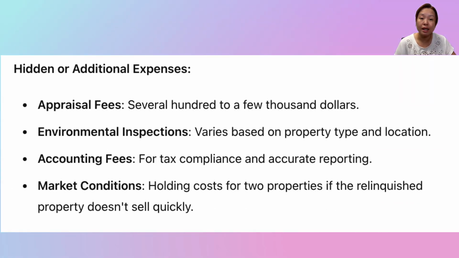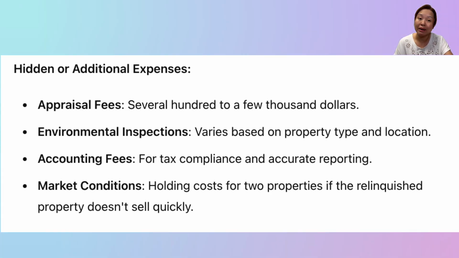Another question that usually comes up is, are there any hidden costs or additional expenses I should be aware of? Yes, in addition to the typical costs outlined earlier, there are some hidden or additional expenses. The first is the appraisal fee. If an appraisal is needed for financing or evaluation purposes, this can add several hundred to a few thousand dollars. The second is environmental inspections. Costs for inspections such as environmental assessments can vary based on property type and location.